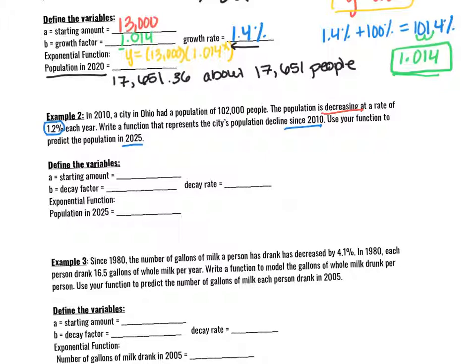Okay, so just like we did the one before, we know this is exponential. a b to the x is the parent function that we're going to use.